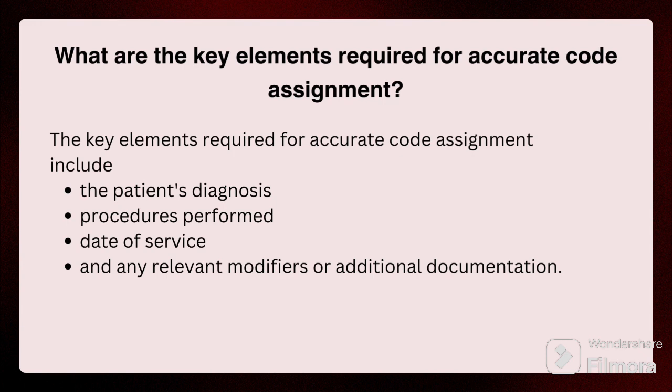What are the key elements required for accurate code assignment? So the key elements are, first we have to understand the patient diagnosis, and you have to see what procedure is performed, find out the date of services and check for any relevant modifiers and any additional documentation given. These are the things which you should be very clear about while coding, and you have to check for all this data in the patient chart.